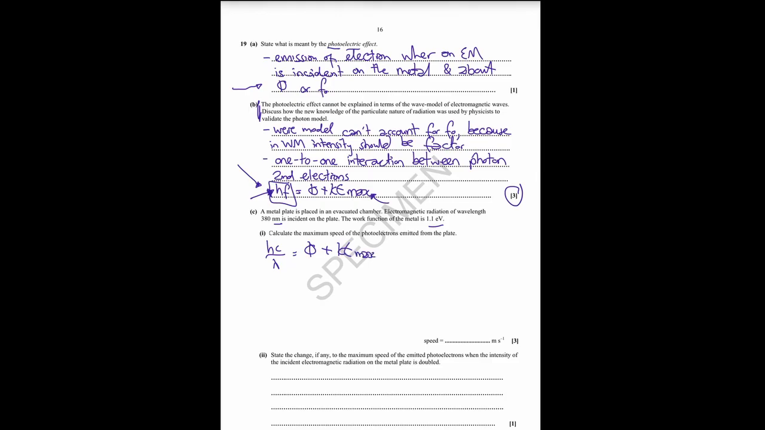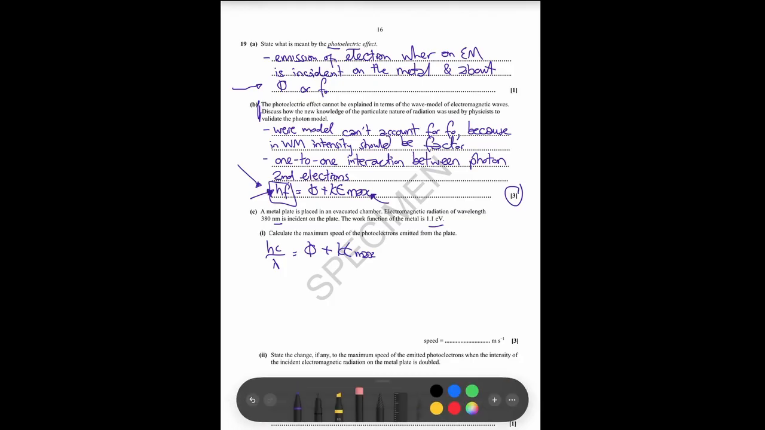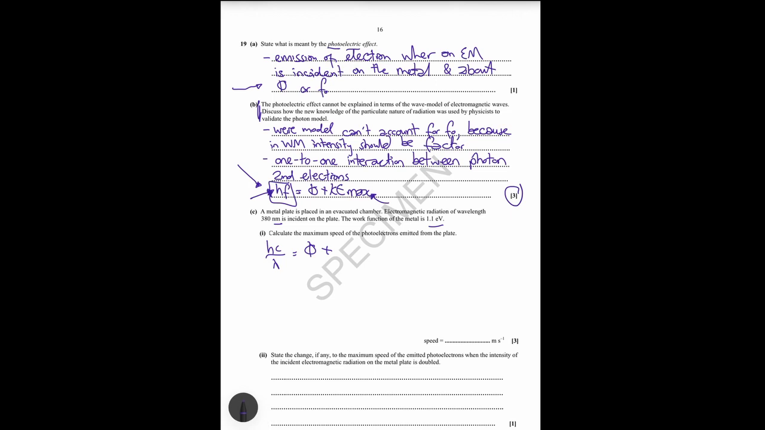Well, am I looking for kinetic energy? No, I'm not. I'm looking for maximum speed. So instead of kinetic energy max, what do I know that that's going to be? Well, I obviously should know that kinetic energy is going to be equal to half mv squared. I'm rubbing it out because I'm going to run out of space, but obviously in the paper you can write smaller, so you'll be able to fit it on there.